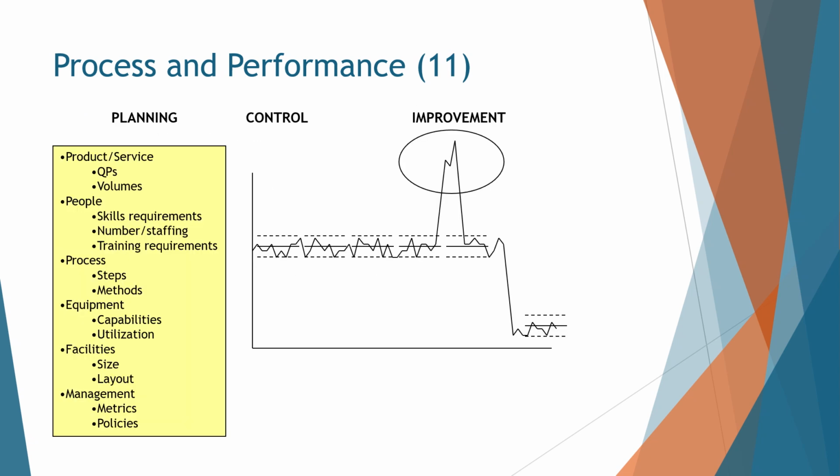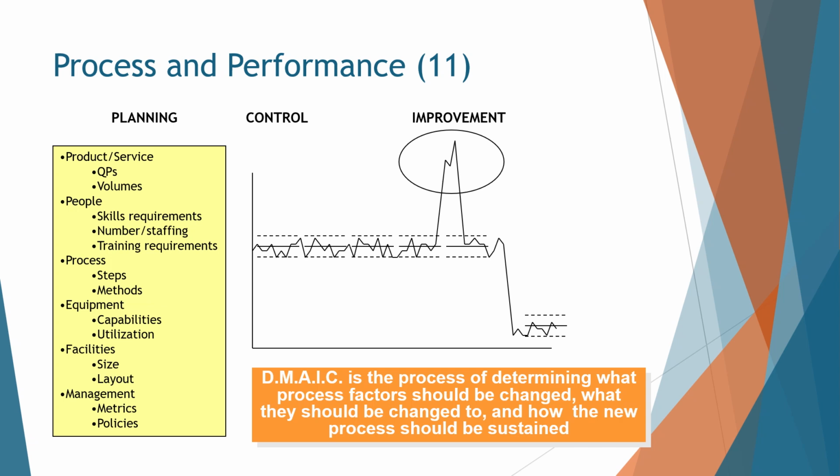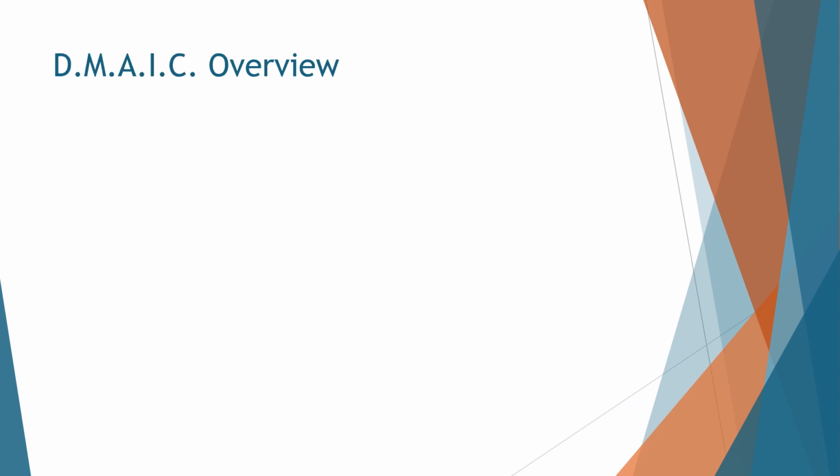So we've seen this one, the product, services, people, processes, equipment, facilities, and management. That's the planning. Then you need to control, sustain your improvement plan. DMAIC is the process of determining what process factors should be changed, what they should be changed to, and how the new process should be sustained. Let's look at the DMAIC overview.